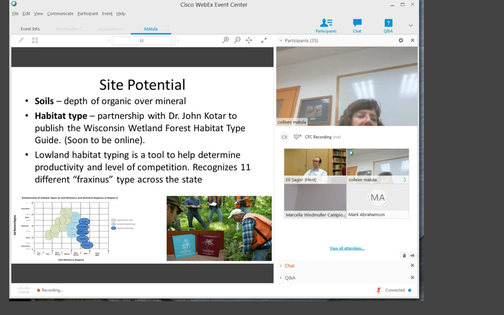So the lowland habitat type guide is a really important tool to understand the productivity and the level of competition at these sites. And to the left here, you'll see the diagram that Kotar presents, representing the different habitat types, both upland in gray, and then as you degrade into the lowland habitats in blue.